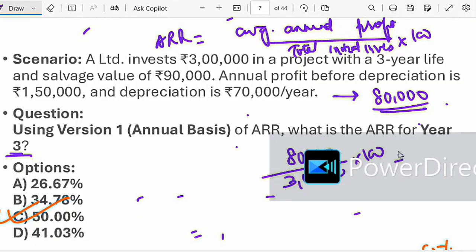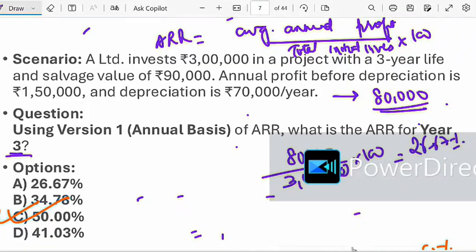So average annual profit is how much? 80,000, because the question itself says that profit before depreciation is 1,50,000 and depreciation is 70,000. So profit after depreciation is 80,000. So 80,000 divided by 3 lakh into 100. How much is it? I think you are getting 26.67%. Please let me know, is it what you are getting?